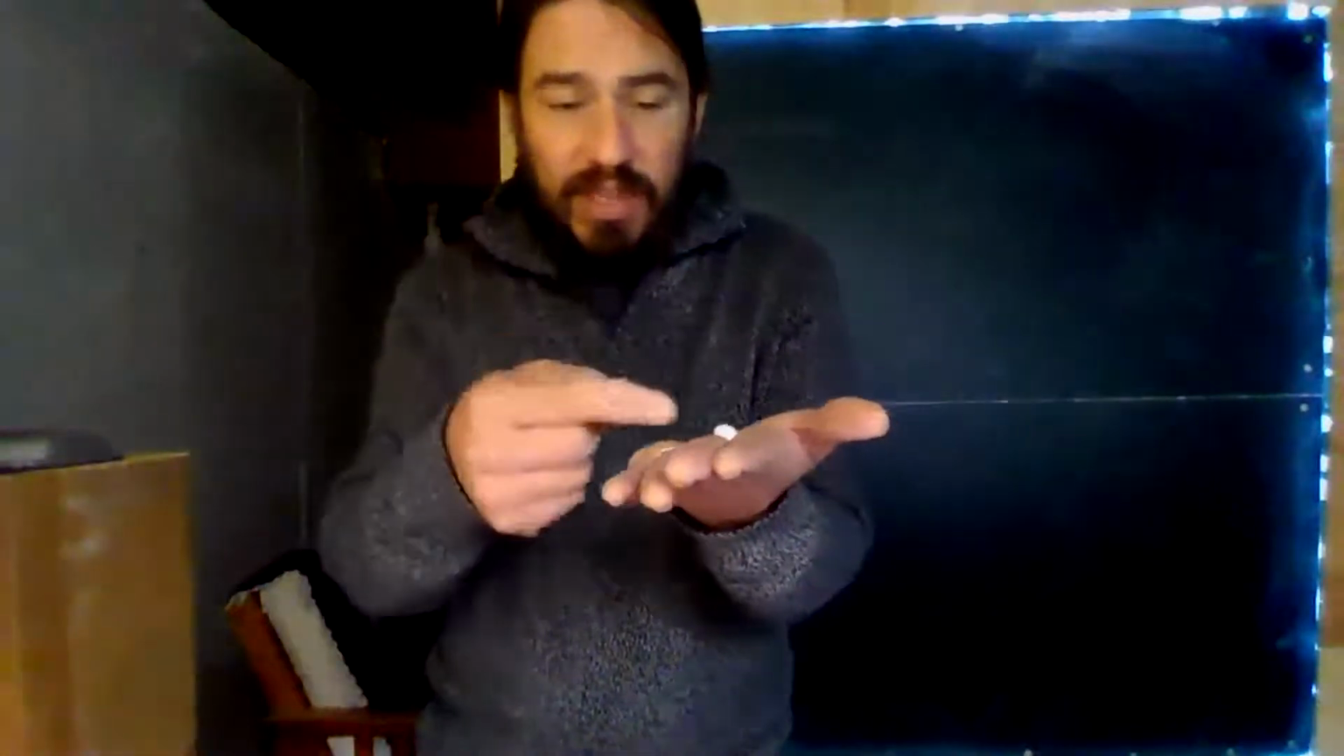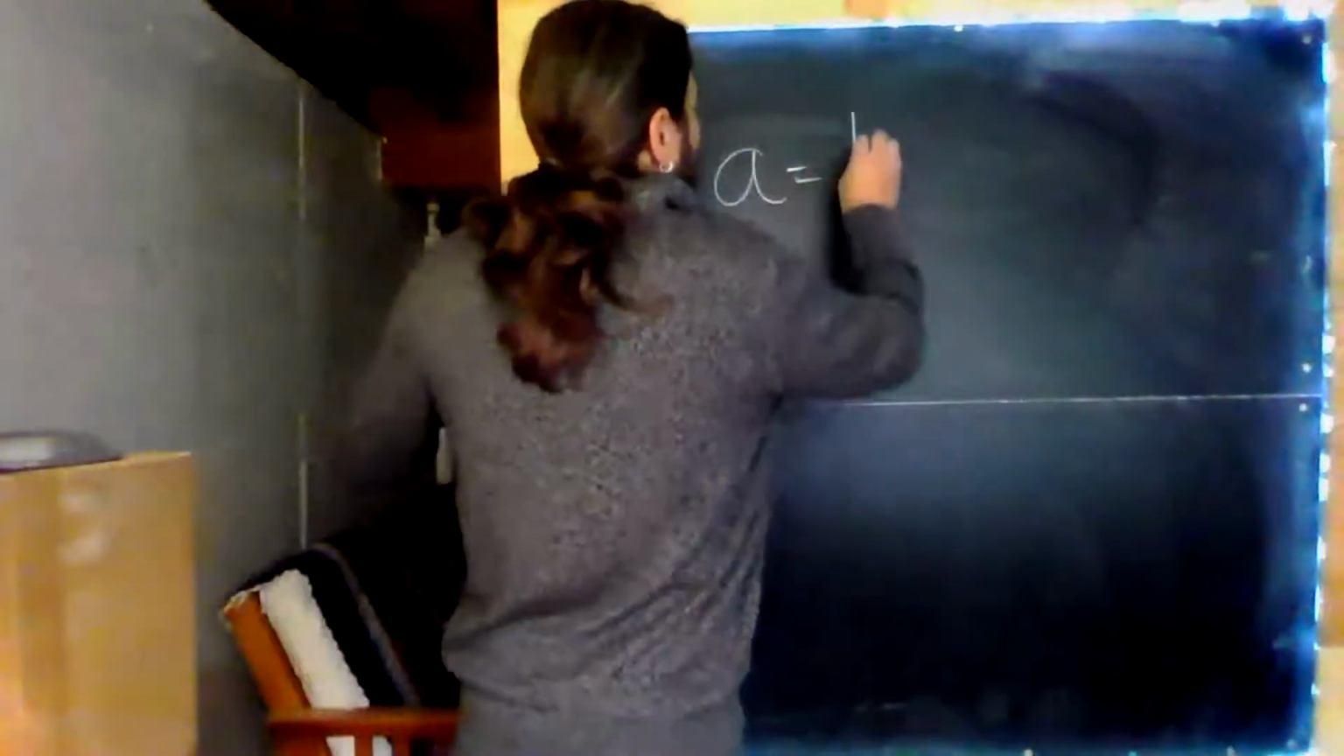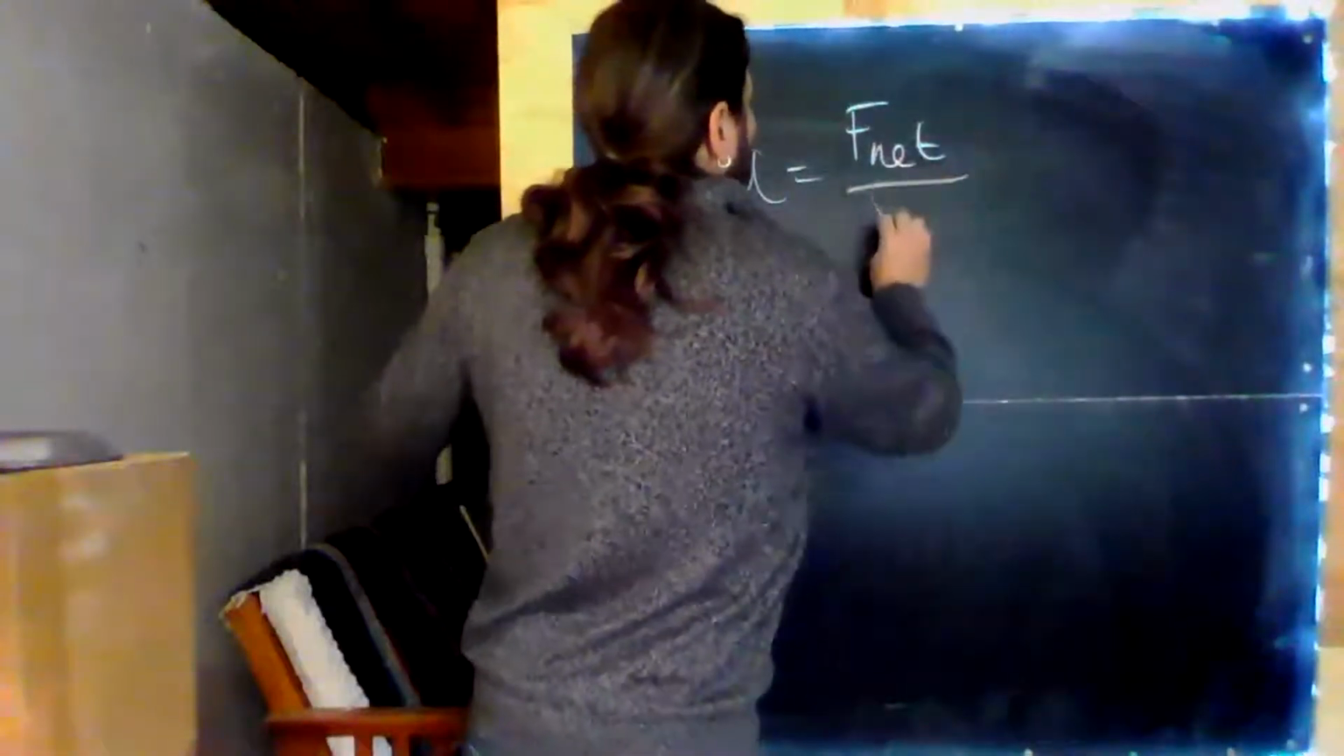So, if I apply a force to this baseball, it'll give it some acceleration. If I apply the same force to this piece of chalk, it'll have a different acceleration, right? Same force on the baseball, same force on the chalk, different accelerations. Which one has a bigger acceleration? The piece of chalk has a bigger acceleration. And of course, this is Newton's second law. A equals F net over m, right?